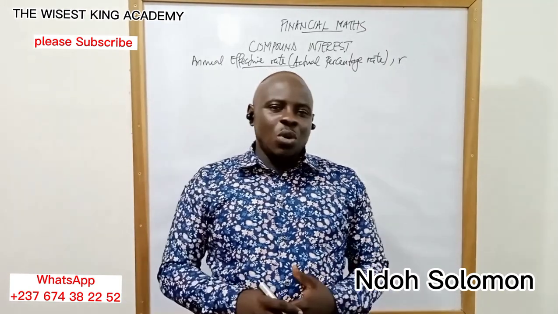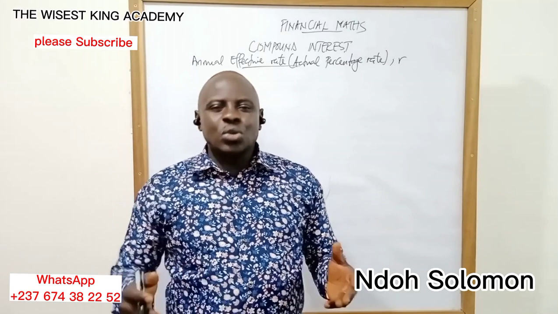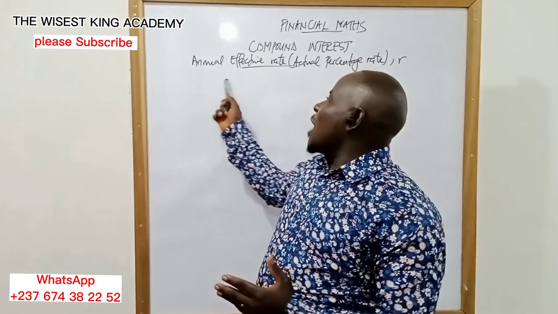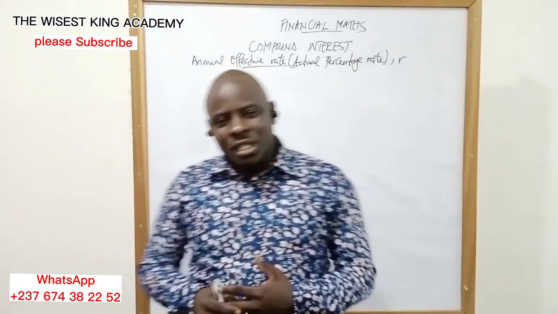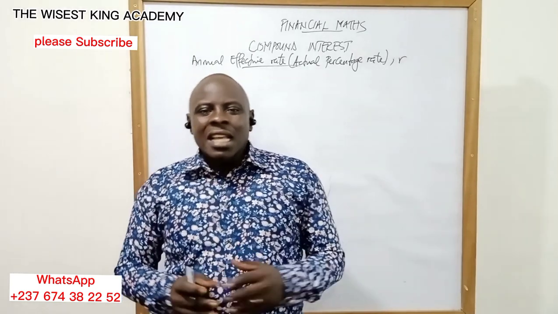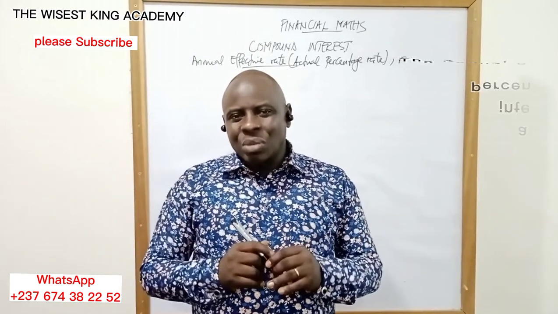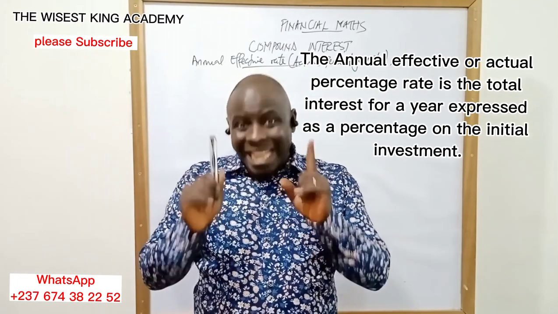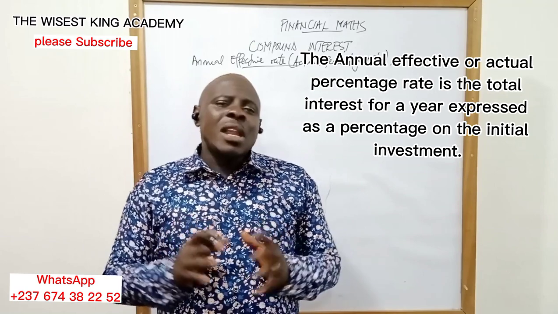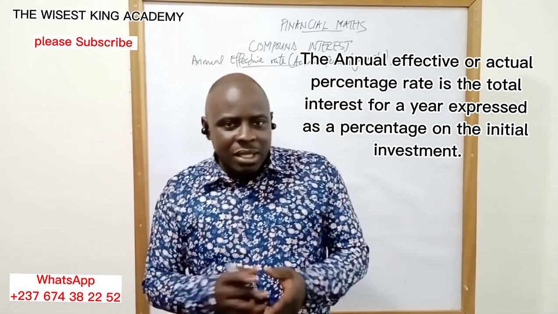This is part two of our lesson on compound interest. Today, we are going to be looking at the annual effective or the actual percentage rate. What is the annual effective rate? The annual effective rate is the total interest generated at the end of the year divided by the initial investment. The annual effective rate is usually used to compare investments.